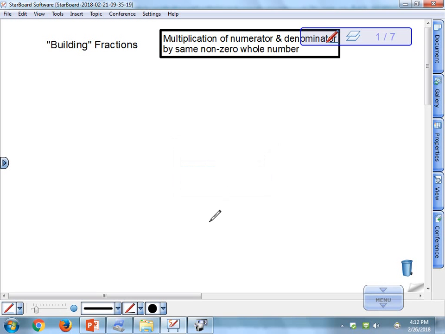This brief screencast is going to review what we mean by building fractions, that is, creating equivalent fractions given a particular fraction. So for example, if I'm given the fraction 2/5 and I want to build an equivalent fraction that has a numerator of 10, and the question is what would be the new denominator for that equivalent fraction, keep in mind the definition of building fractions.